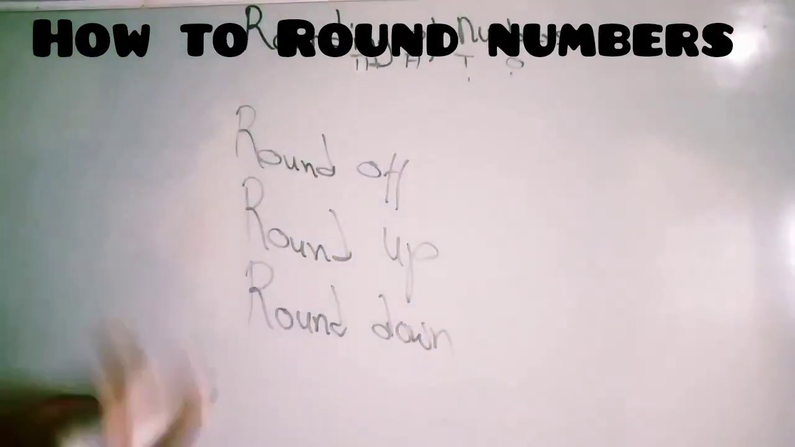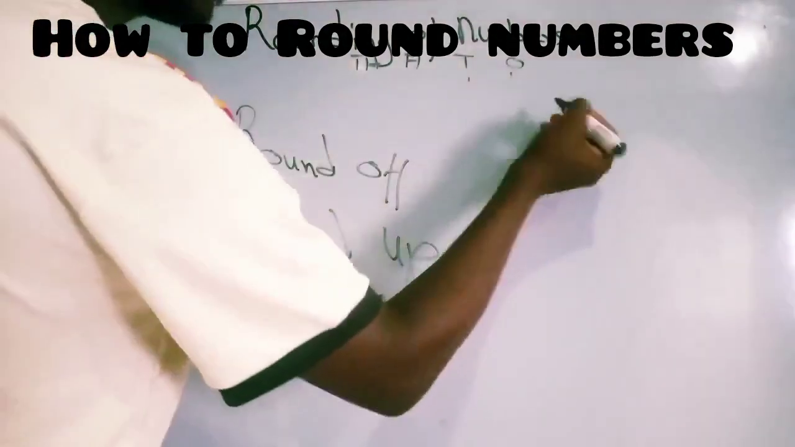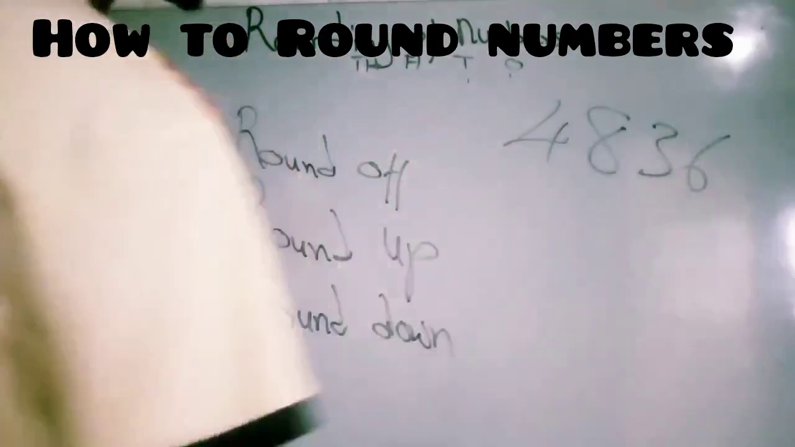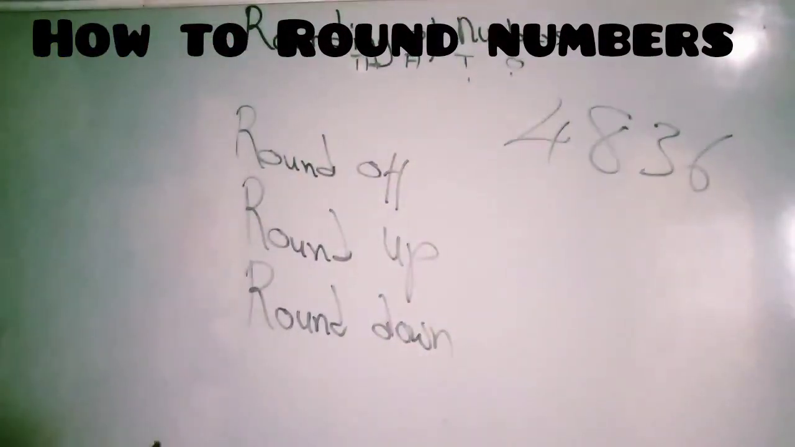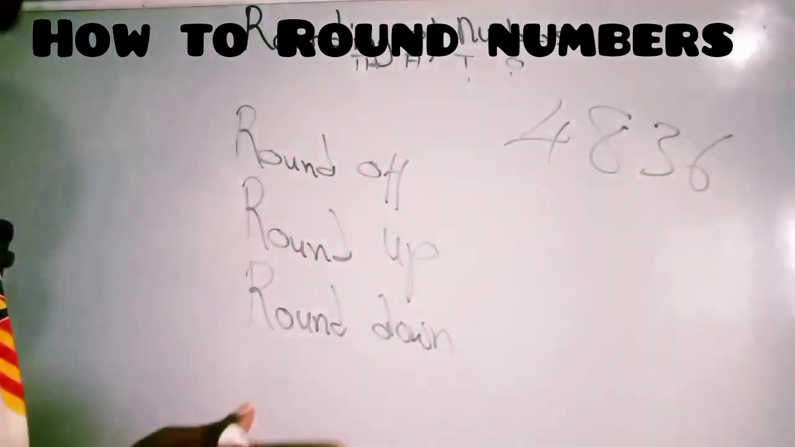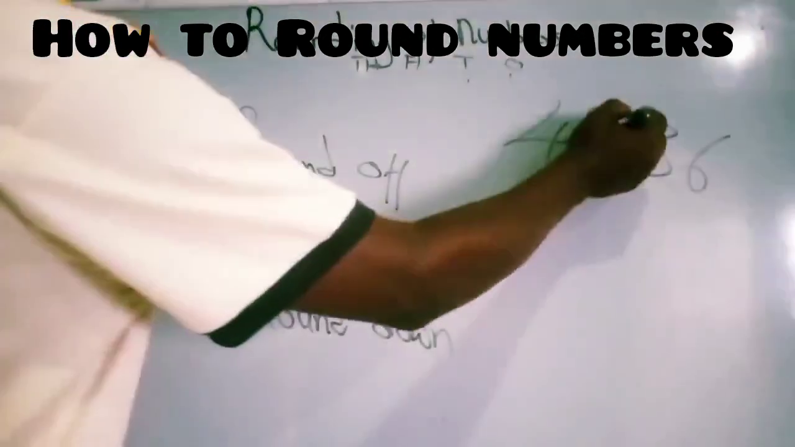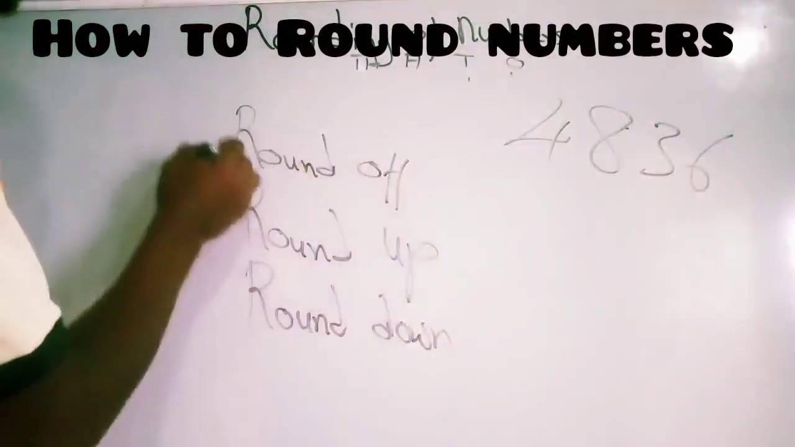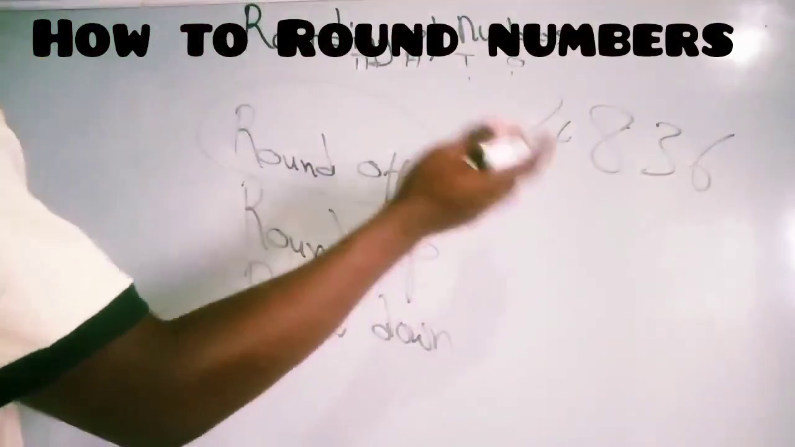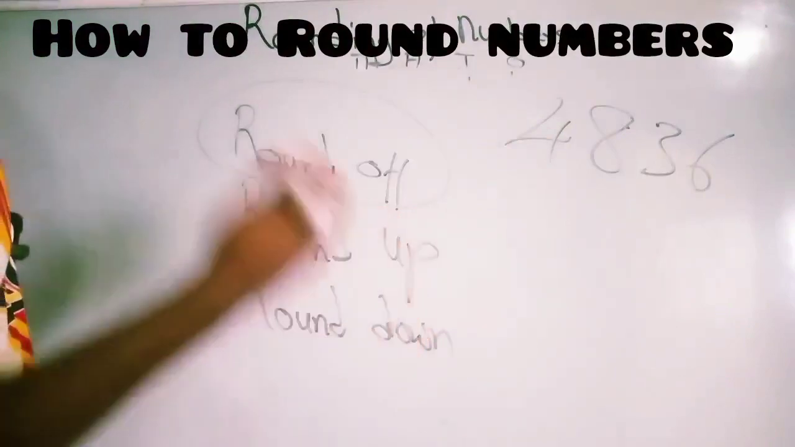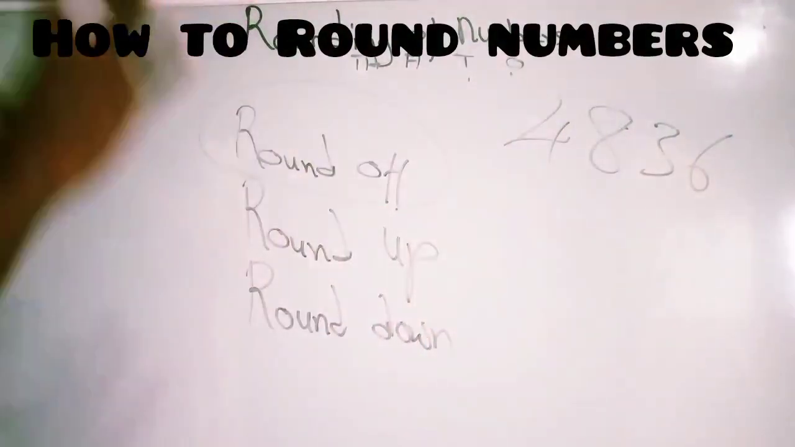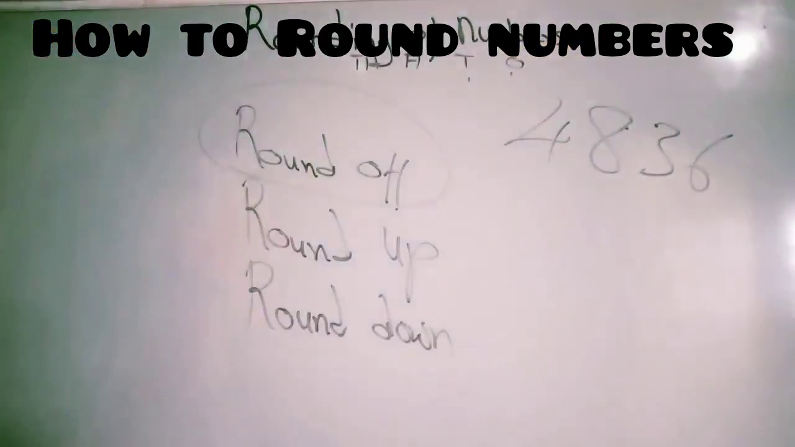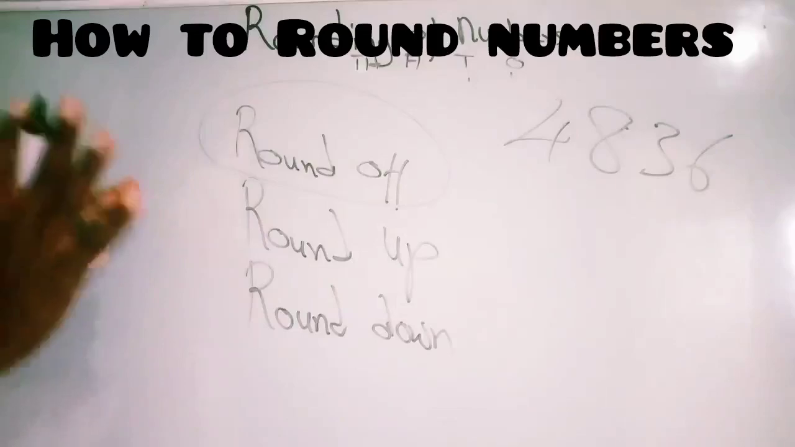Let's look at the number that you are supposed to round. Let's say, look at example 4,836. We are supposed to round this number to the nearest 100. Just the thought of rounding this number to the nearest 100 is what you call rounding off. That means that you, the one who is solving, are going to determine whether to round it up or to round it down. In this case, the two rules that we said earlier apply.